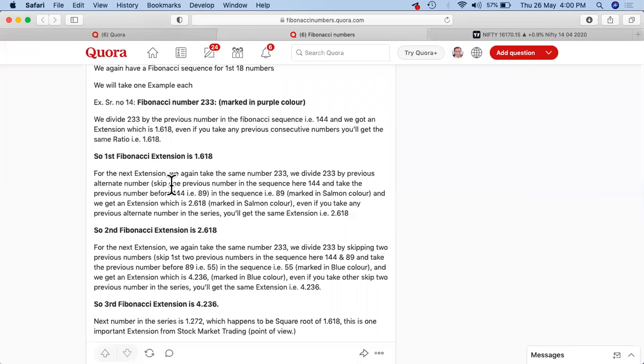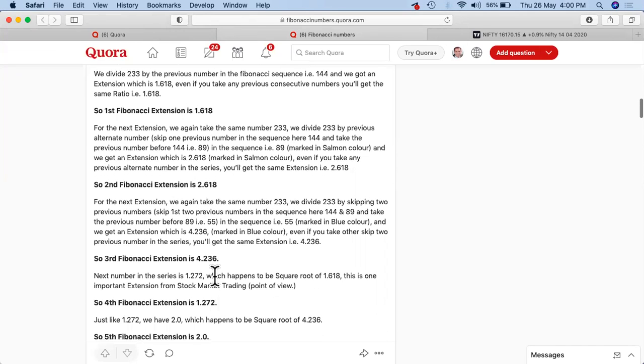Simple, very simple on that part. It is just like the ratios. Only thing is with ratios, you go for the next number. Here you go for the previous numbers. So you get multiples which are more than 1. So 1.618 is the first one. Second is 2.618. The next number is 4.236.